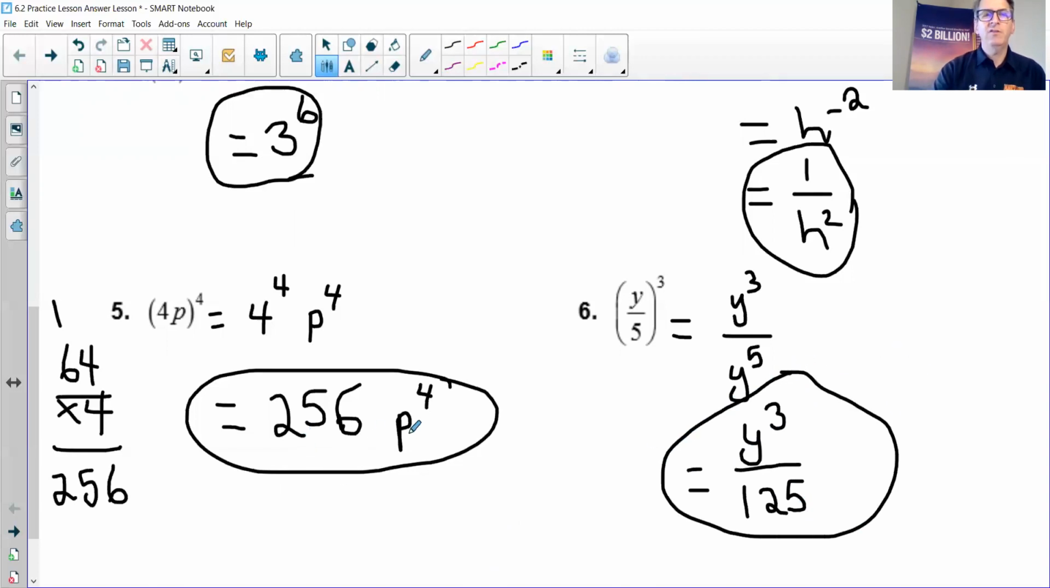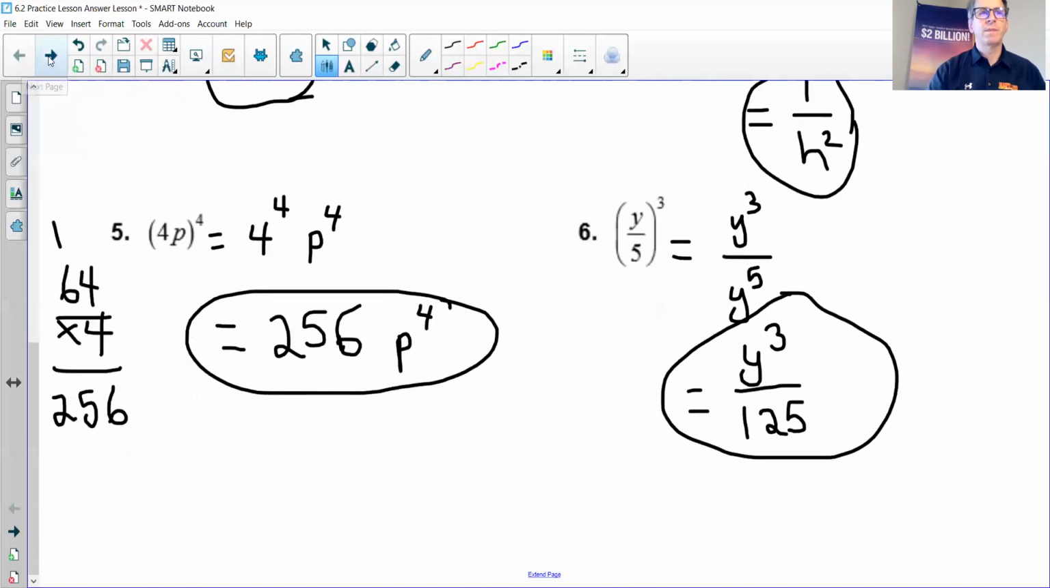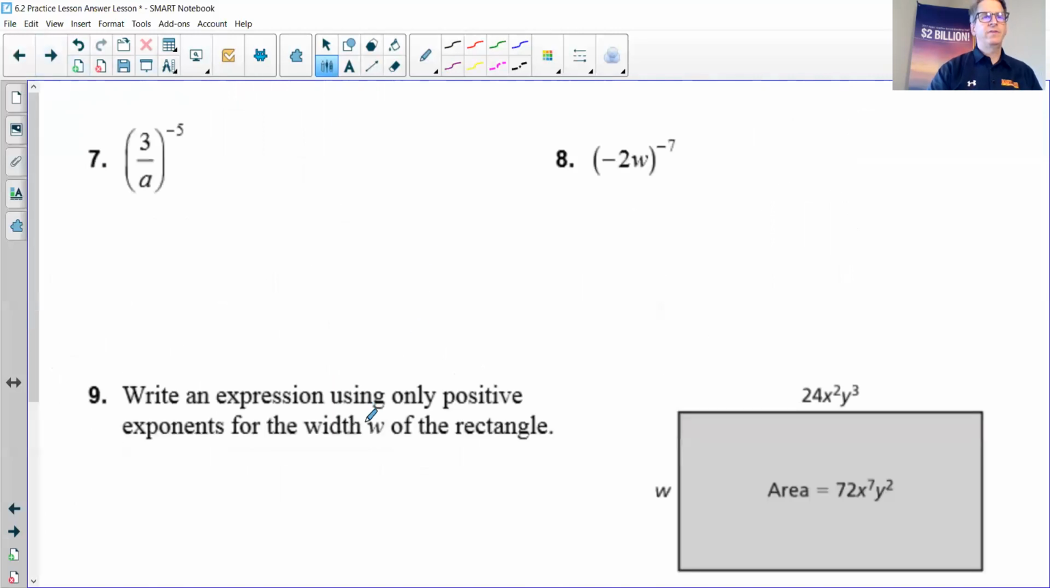Okay, exponents and properties of exponents. Number 7, 3 divided by a, all of it is raised to the negative 5 power. So again, we're going to take this 3 and raise it to the negative 5. Then we're going to take the a and raise it to the negative 5. Since these are negative, we take the reciprocals, so we basically switch positions.